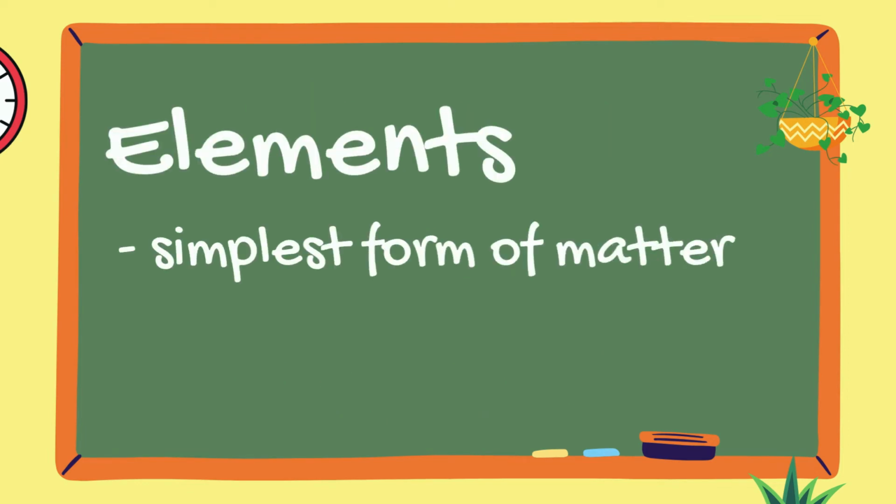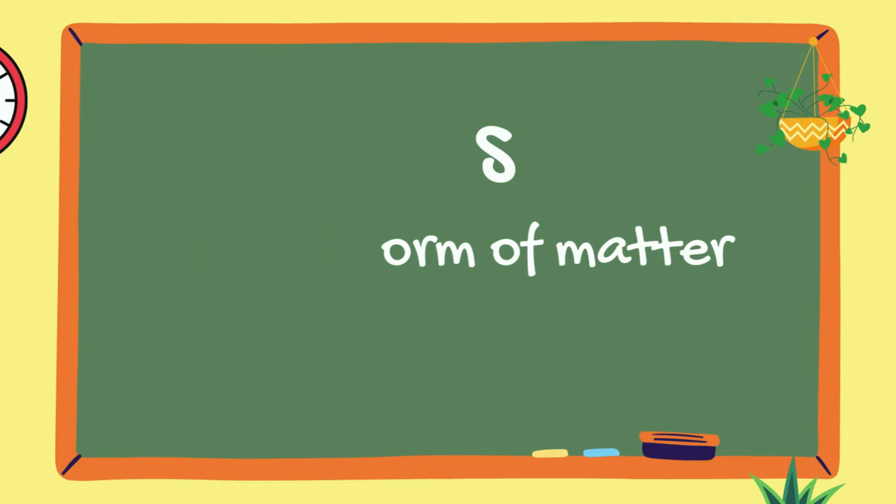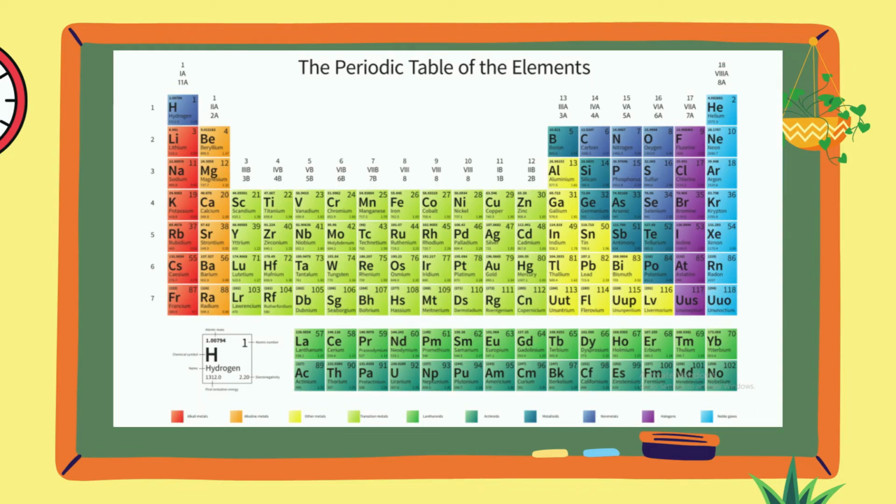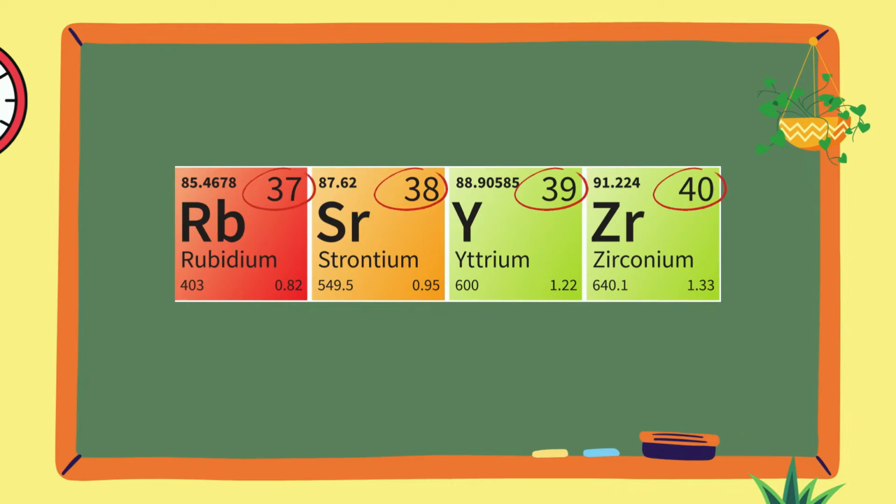Elements are the simplest form of matter. They can be separated with physical and chemical means. They have different set of properties. No two elements have the same set of properties. The 118 elements are systematically organized in the periodic table of elements, according to their atomic number.